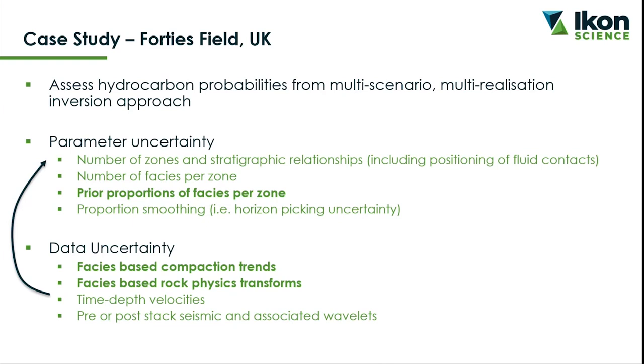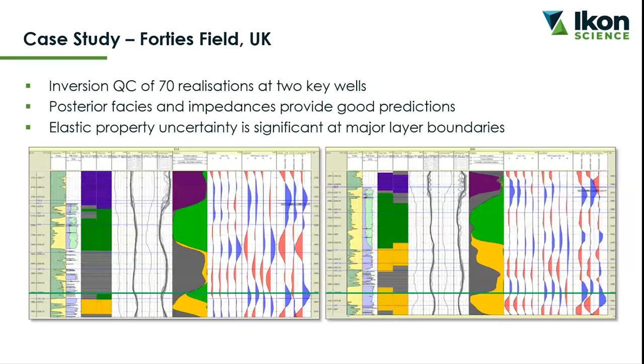So we took the five angle stacks and the four facies categories that were defined as part of this project, and we used those to generate 14 different scenarios. For each of those scenarios, we generated five realizations. That gives us in total 70 output volumes, which we can then analyze to start to look at probabilities and uncertainties.